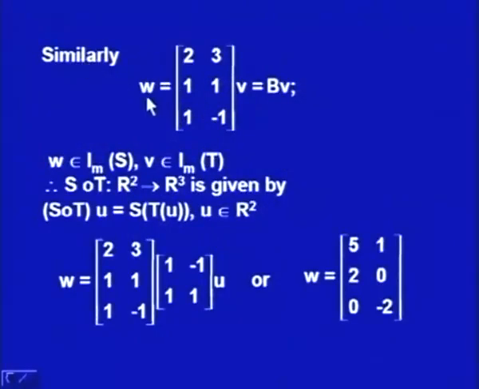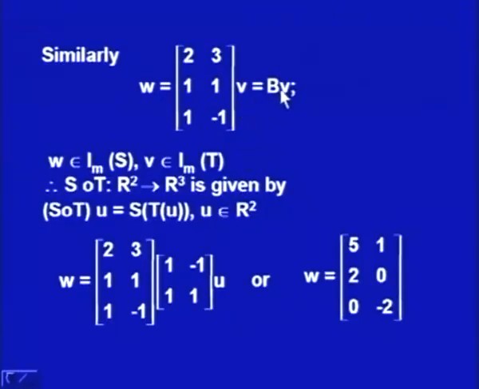Similarly, for the second, we say W is equal to the matrix B with rows (2, 3), (1, 1), (1, minus 1), which is the matrix associated with the transformation S. Now, let W belong to the image set of S and V belong to the image set of T. Then S composite T is a transformation from R2 to R3 and it is given as S composite T of u is S of T of u, u belonging to R2, and since V is equal to Au, W is equal to BV is being given to us.